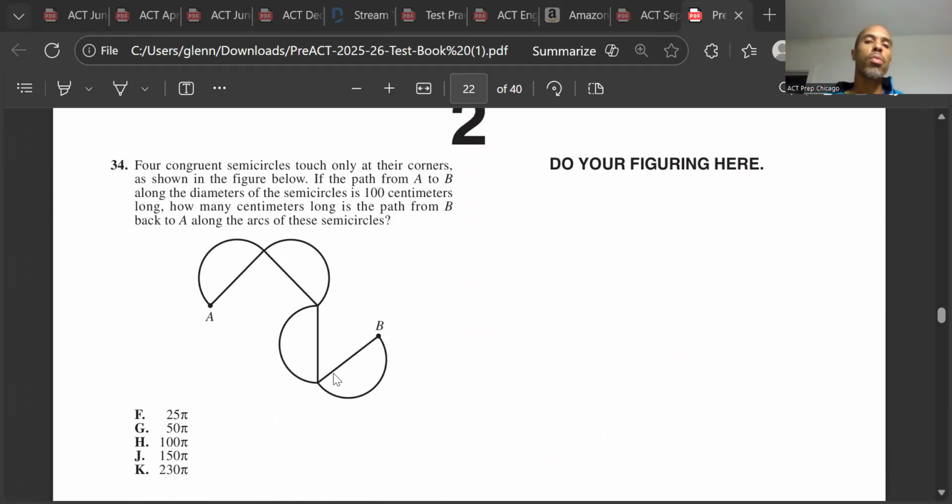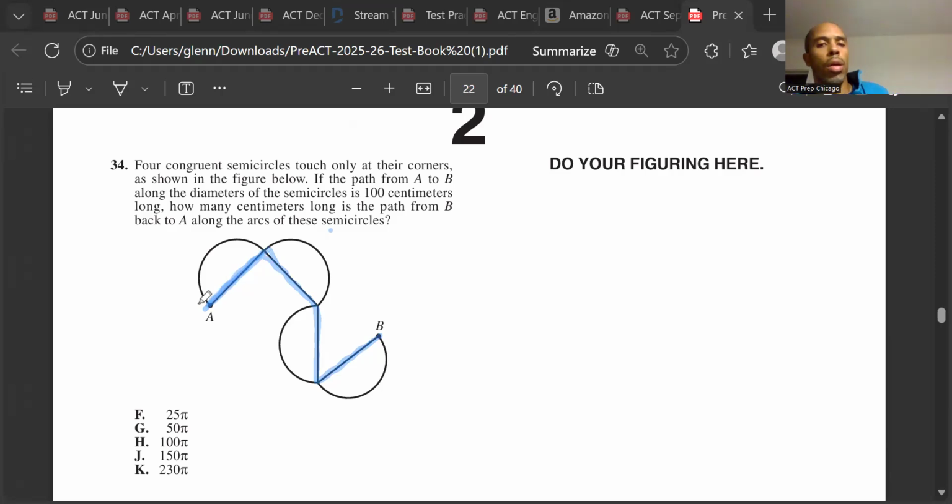Four congruent semicircles touch only at their corners as shown in the figure below. If the path from A to B along the diameters, let's trace that path. A to B along diameter. So this is a diameter. Diameter is from one end of the circle to the other through the center. This is a diameter, this is a diameter, that's a diameter, and that's a diameter. So we've got 4 routes to go.